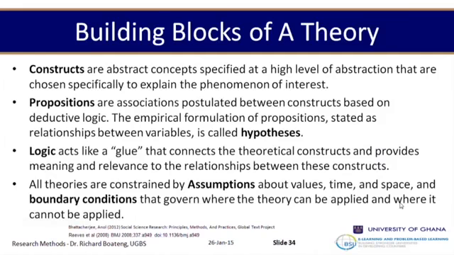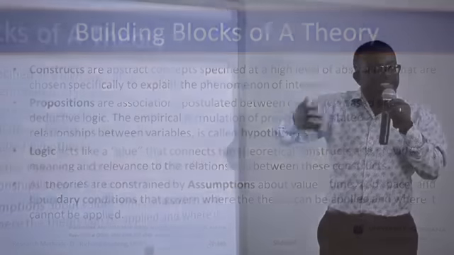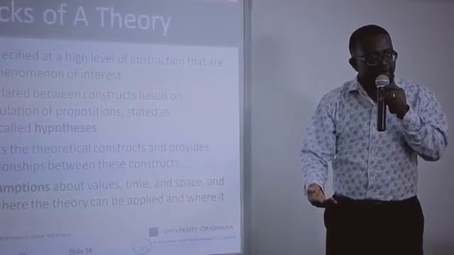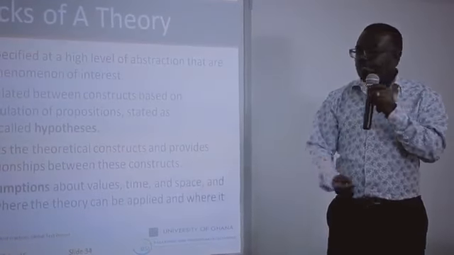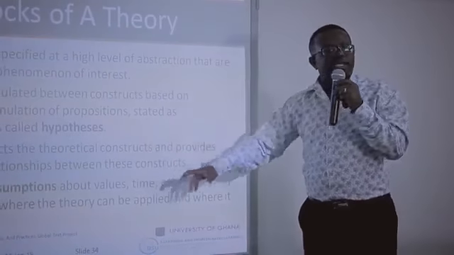And theories have logic. They say relationships should make sense. They should explain something. Logic acts as a glue that connects the theoretical constructs and provides meaning and relevance to the relationships between these constructs. They should act as a glue, come together to explain something. So a theory should seek to explain something. So we have the theory of planned behavior, which seeks to predict a person's behavior. I hope you understand what I'm trying to say. So a theory should seek to explain something.